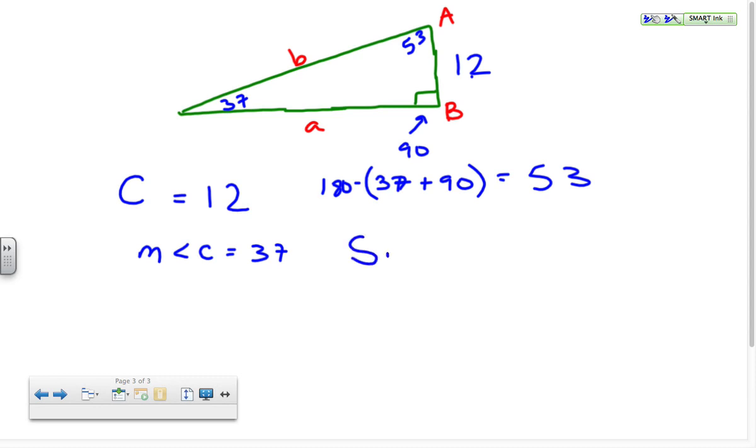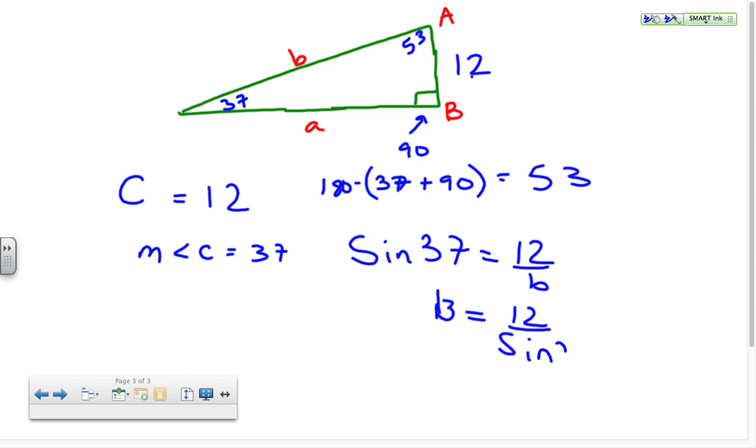So we're going to go the sine of 37 equals 12 over B. All right, now I need to do some algebra. I'm going to multiply by B. I'm not going to go through all this on the board, but you should be able to figure this out. You know your algebra well enough. Multiply by B and then divide by sine of 37. So I'm going to have B equals 12 over the sine of 37.